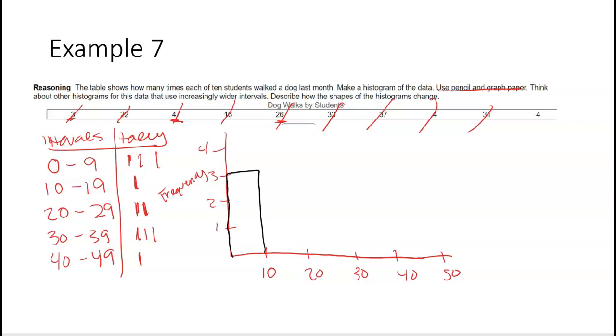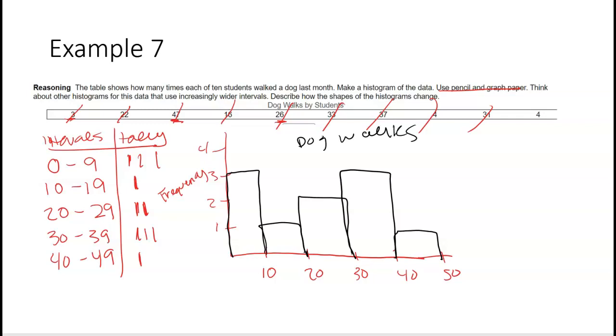From 10 to 19, we have 1 tally. From 20 to 29, we've got 2 tallies. From 30 to 39, we've got 3 tallies. From 40 to 49, we've got 1. And then these would be dog walks. So there's our histogram. What would it look like if we did a wider interval?